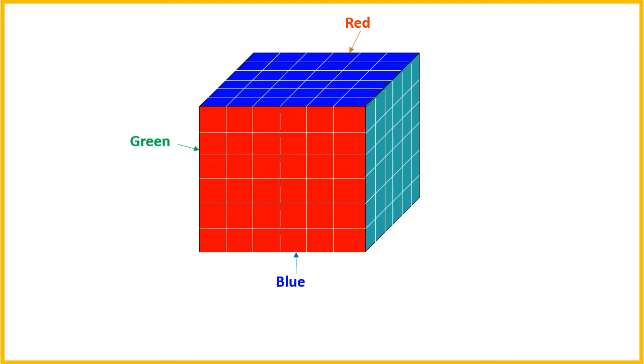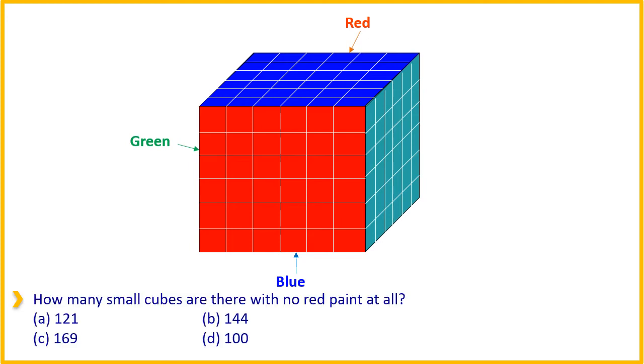The first question: how many smaller cubes are there with no red paint at all? Obviously, the red paint is applied on the front face and the back face. If we remove these two faces or these two layers, there won't be any cube with red paint. So 36 cubes are on the front layer and 36 cubes are on the back layer. If these two layers are removed, the remaining 144 cubes are there with no red paint at all.